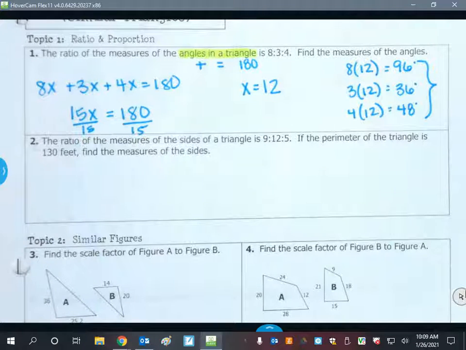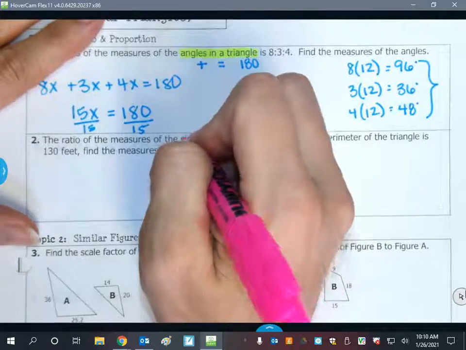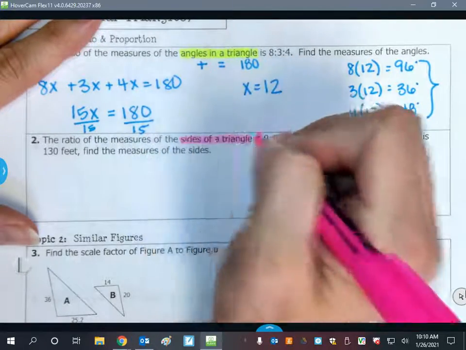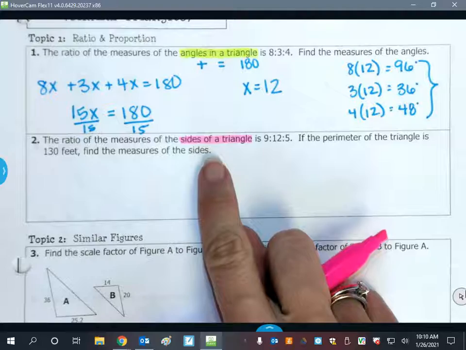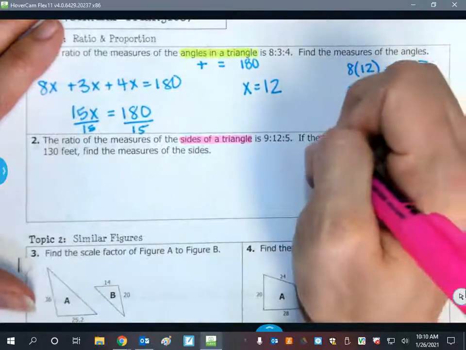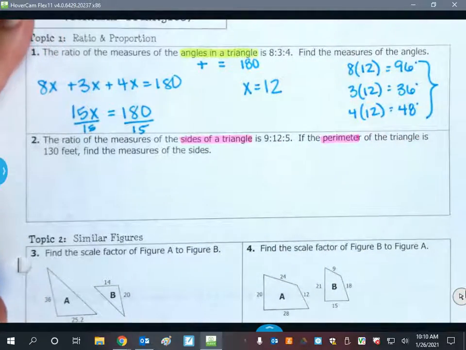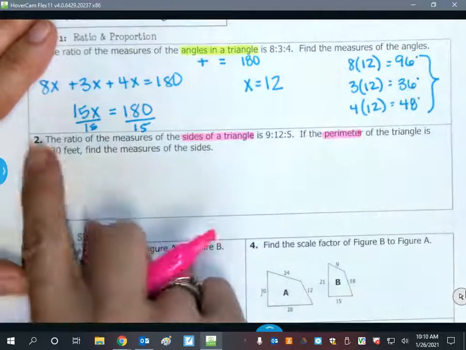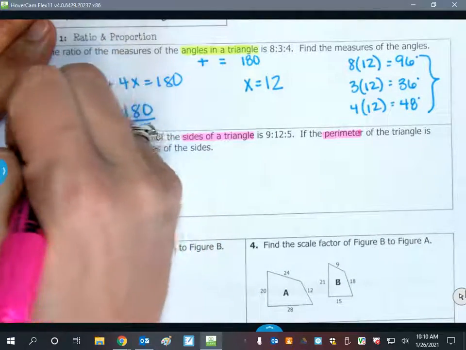Number 2. Now, number 2 says the ratio of the measures of the sides of a triangle is 9:12:5. The sides of a triangle. Now, when you see the sides of a triangle, you also know that you need to see the perimeter of the triangle. And they did give us the perimeter. The perimeter is 130 feet.